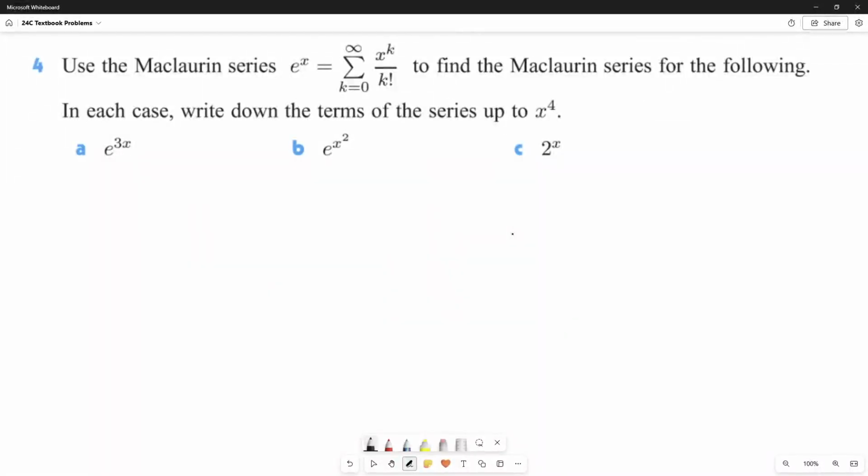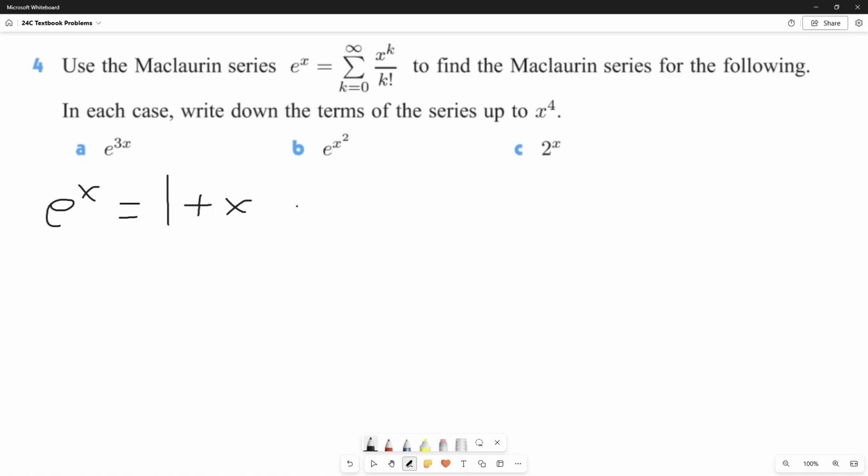So question 4 says use the Maclaurin series e to the x equals the sum from k equals 0 to infinity of this to find the Maclaurin series for the following. In each case, write down the terms of the series up to x to the fourth. So e to the x is in your formula booklet, so I would recommend writing down all the terms first. And even if you don't have your formula book right now, you could just write down the first few terms.